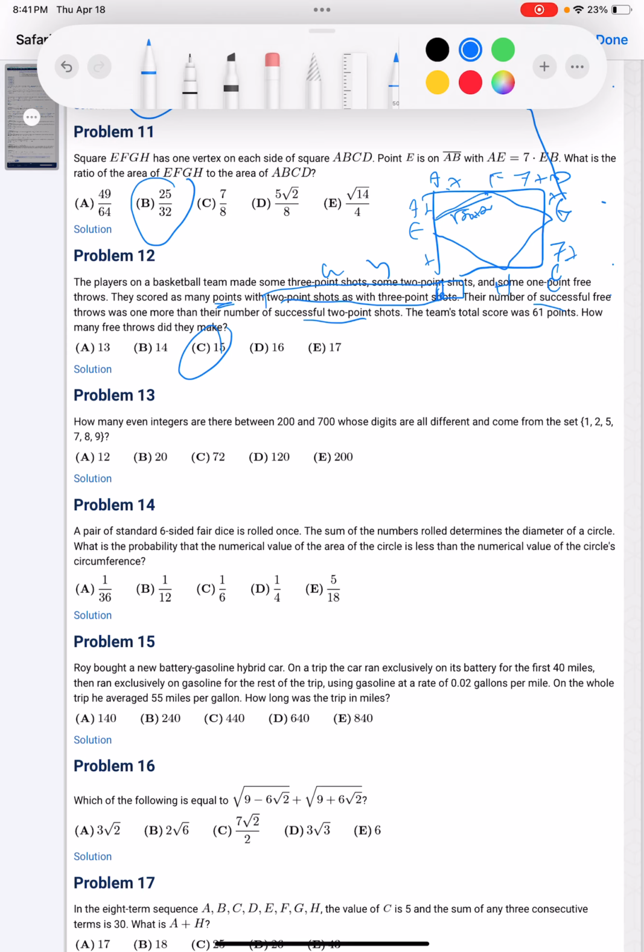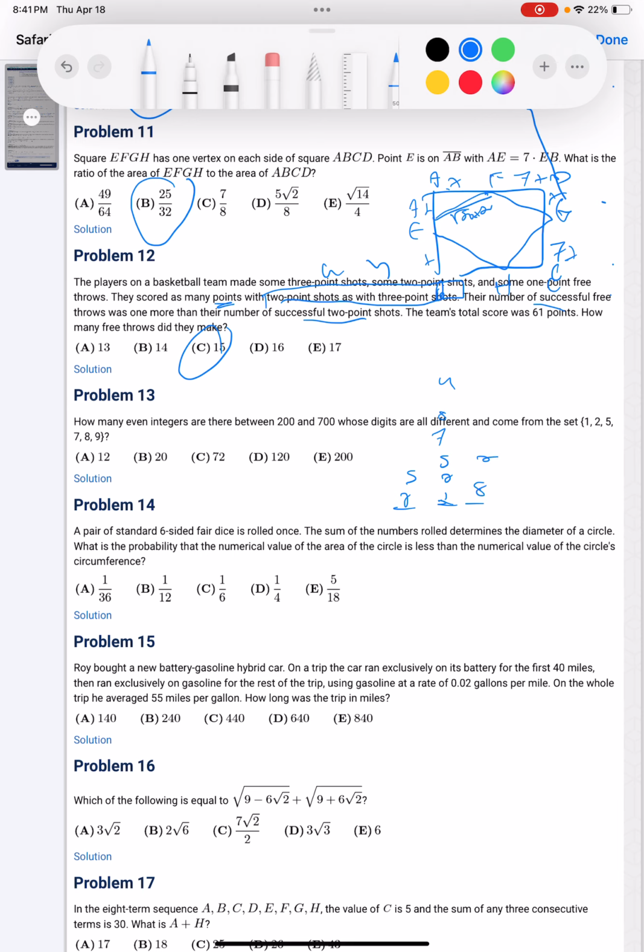Okay, how many even integers are there between 200 and 700 whose digits are all different and come from the set 1, 2, 5, 7, 8, 9? So, we can only have 2 and 5 for the first digit. Could we have a 7? No, 7 is after the 700, so it's not going to work. So we can only have 2 and 5. For the middle digit, we can have any of them. And for the last digit, we can only have evens, so it could just be 8 and 2.